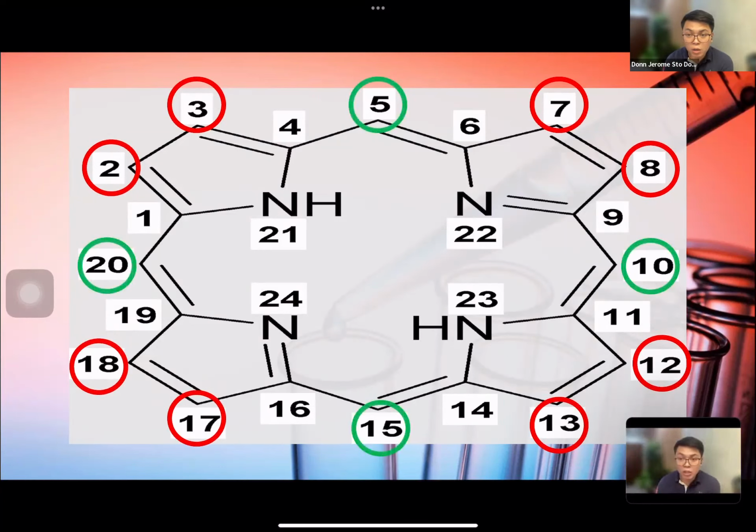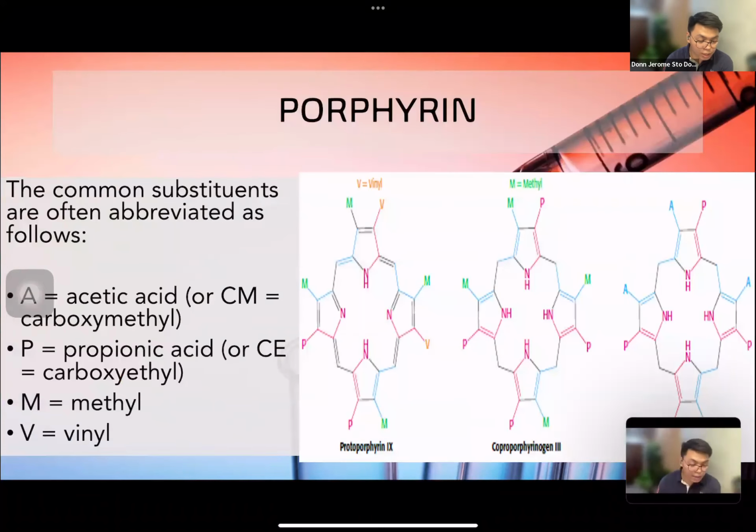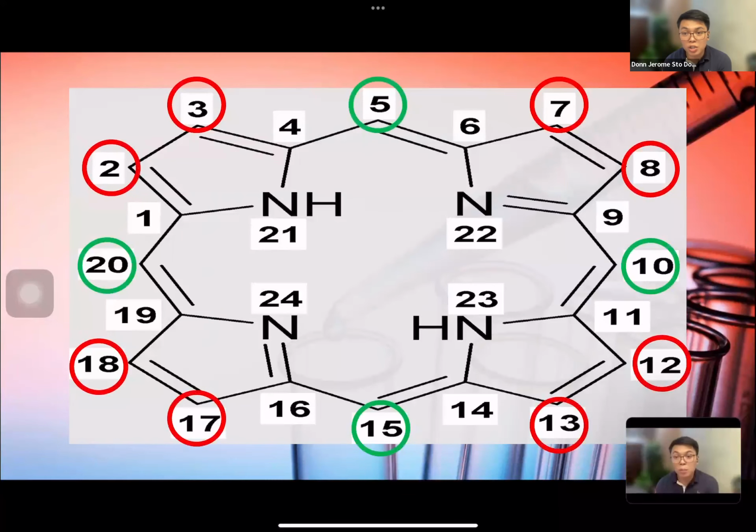And 4 additional side chains can be added to the meso positions, 5, 10, 15, 20, located in your methylene bridges. Okay? And please remember that a porphyrin molecule that is unsubstituted, without any side chain, is known as porphin. Okay? Porphin.